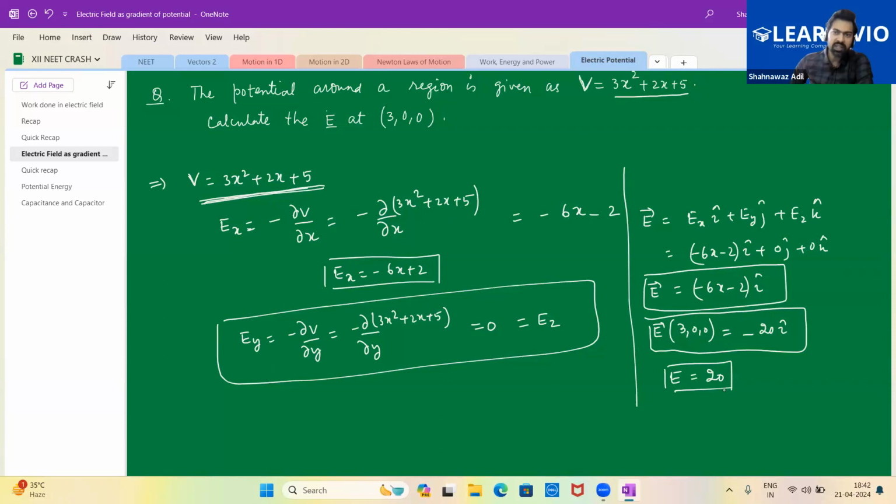So we see that whenever we have the potential which is given, from potential we can calculate the electric field. That was the idea of this question. If it is clear, please note it down. And if you guys have any doubts, please tell me. Otherwise, quickly note this thing down and then we'll talk about potential energy.